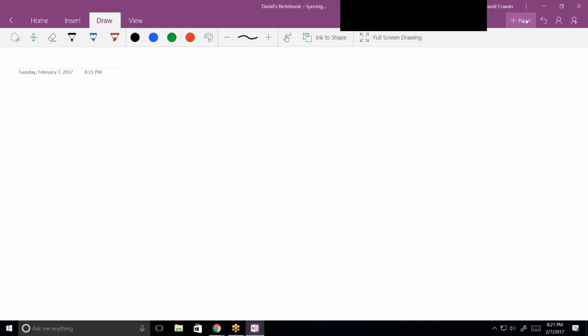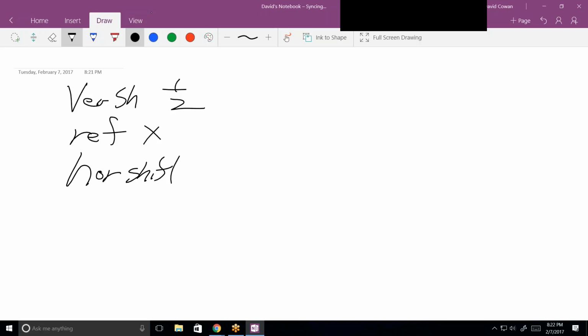All right, and then another question on here says, write the equation for an exponential function with a growth factor of 3 that has the following transformations. Vertical shrink of 1/2, reflection over the x-axis, horizontal shift left 3, and vertical shift up 4.